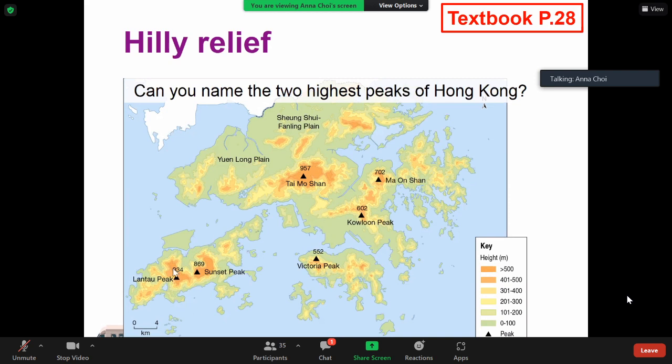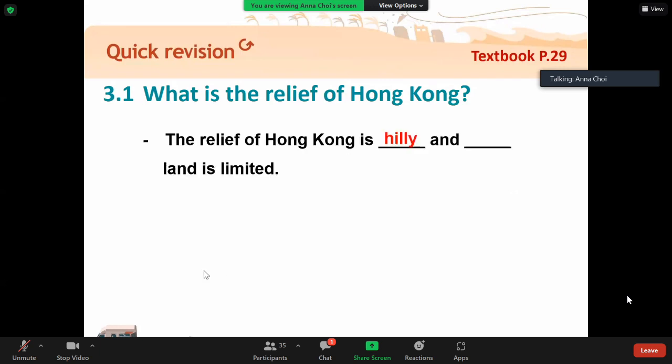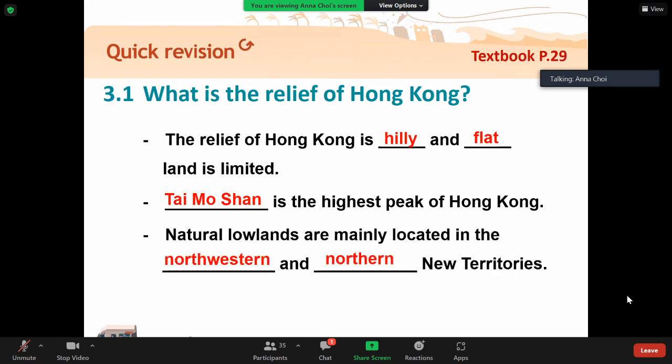If you look here, Lantau Peak is the second among the hills in Hong Kong, and Sunset Peak is the third one. So this is just some general idea. Basically, from these 2 pages, I just want you to know the general relief in Hong Kong. It is hilly, and you will find lowland or flatland is quite limited. The highest peak is Tai Mo Shan, and you can see the natural lowland is mainly found in the northwestern or northern New Territories, or on both sides of Victoria Harbour.